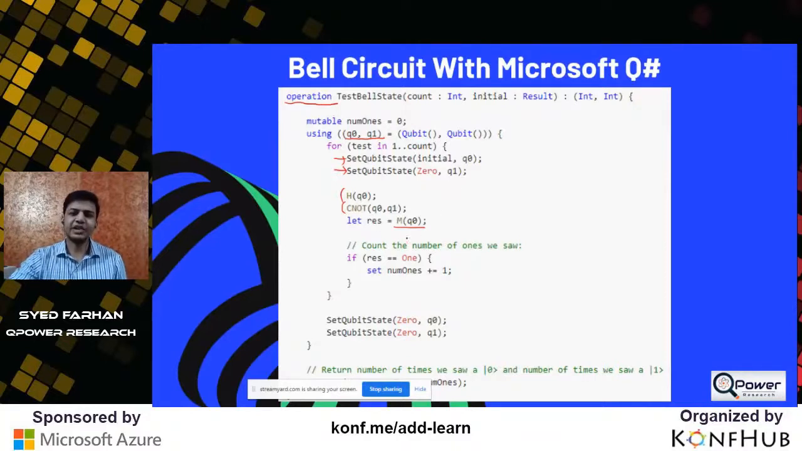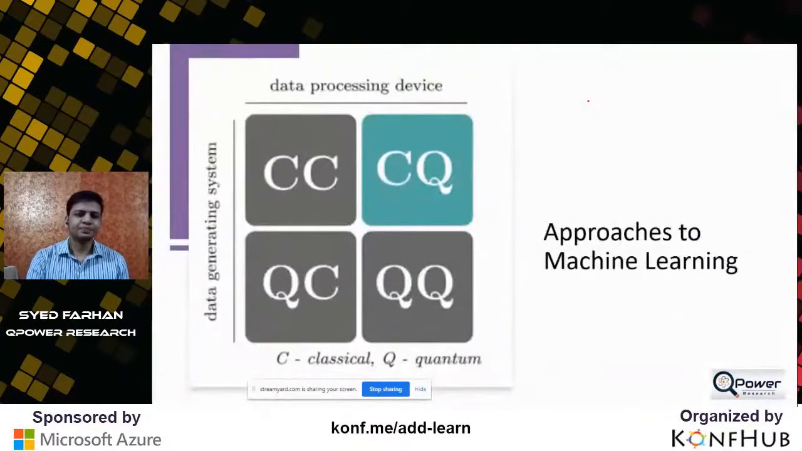Then you're finally measuring it, and you need to measure it again and again, because quantum systems are inherently probabilistic. So that's how you put two qubits in entanglement, in quantum entanglement, using Microsoft Q Sharp. So let's move on to machine learning.